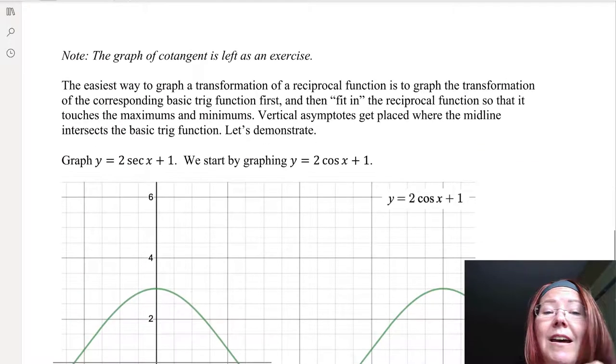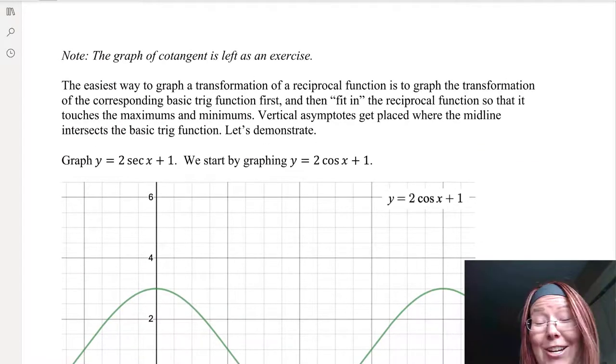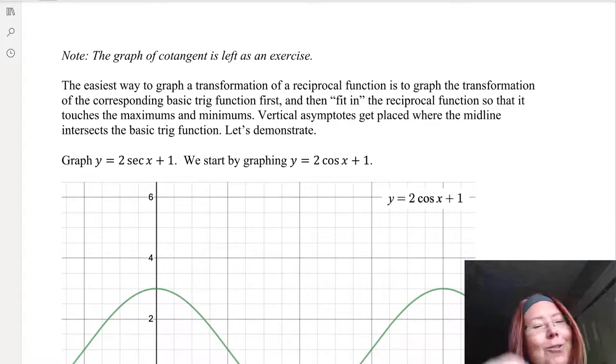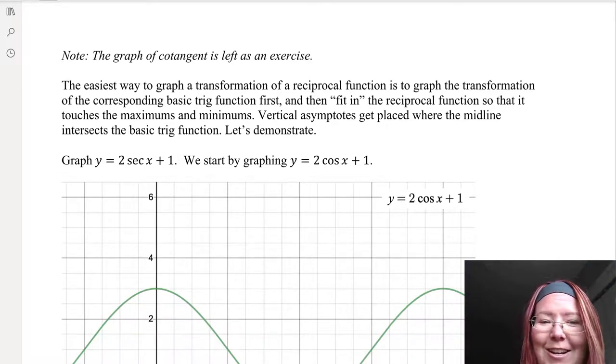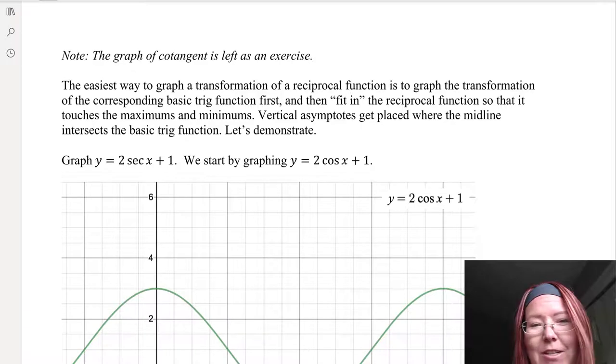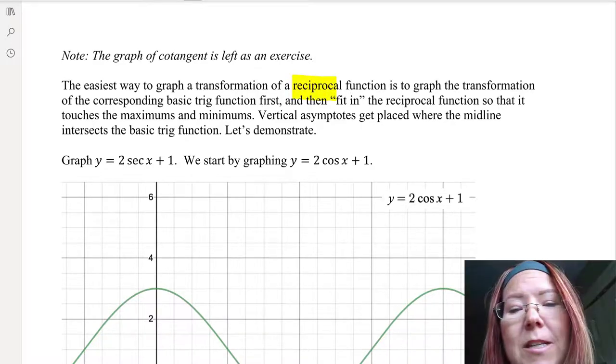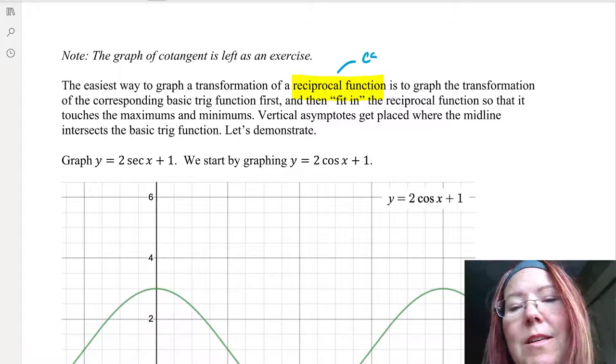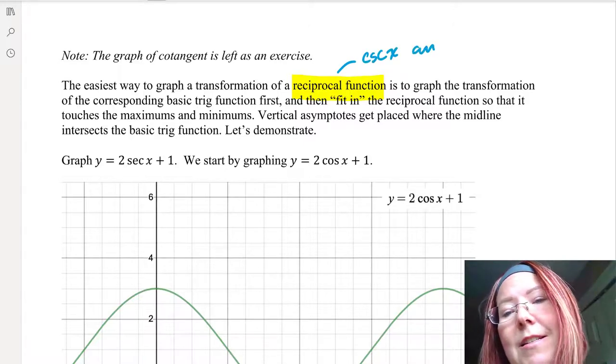All right, now I'm going to leave the graph of cotangent as an exercise. All it will take is doing the same inversion of values we did for sine and cosine. And let's just talk about the easiest way to graph a transformation of one of these reciprocal functions, in particular, the reciprocal functions cosecant x and secant x.